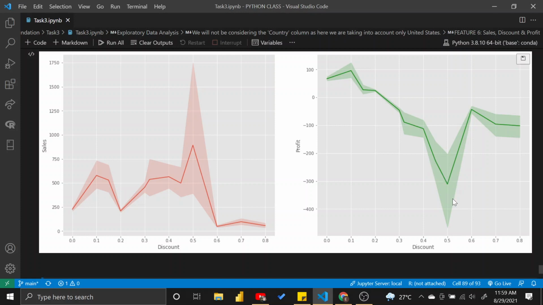So these peaks or these downhills are the ones that we need to focus on, because they are some issues that we can address to our clients so that they make better profits and better sales as well.